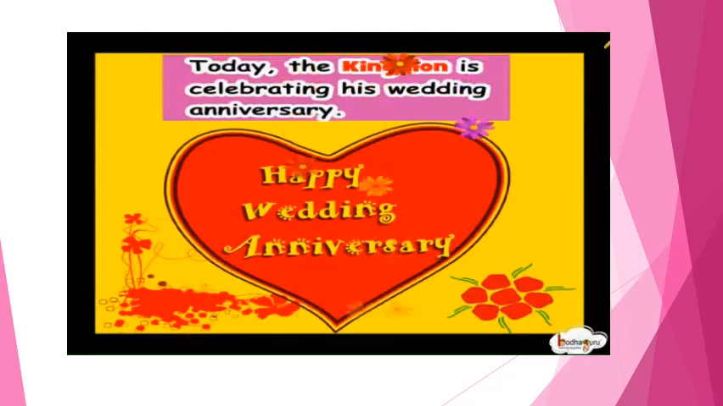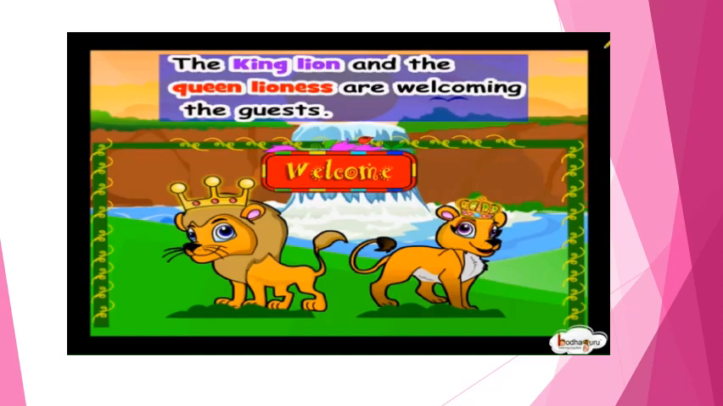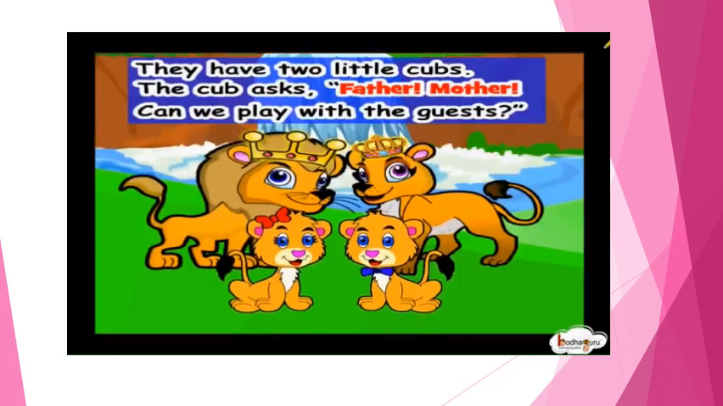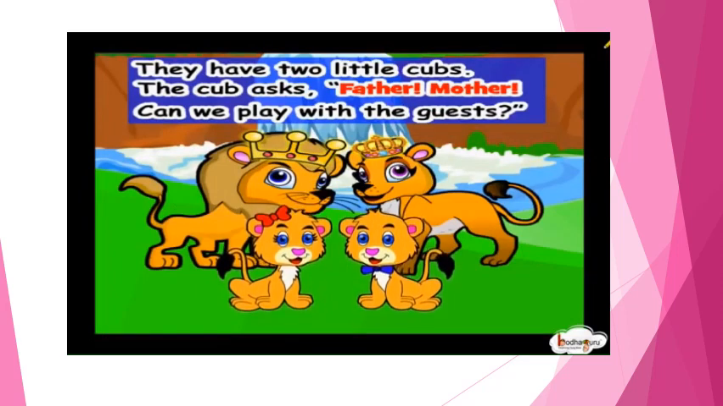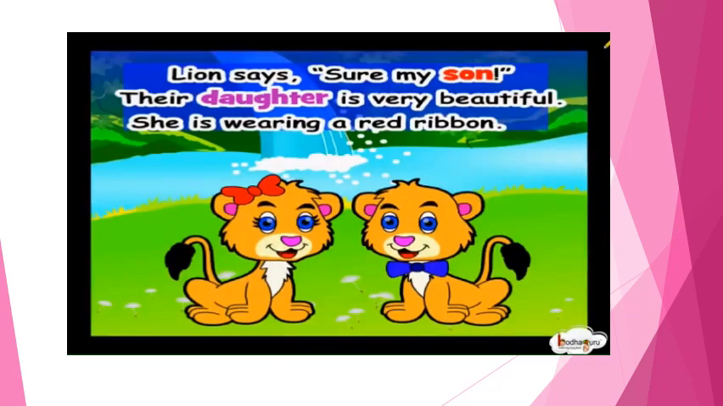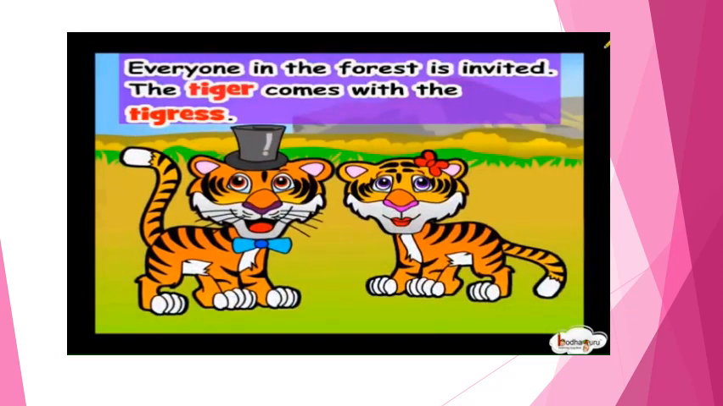Today, the King Lion is celebrating his wedding anniversary. Yay! The King Lion and the Queen Lioness are welcoming the guests. They have two little cubs. The cub asks, "Father, Mother, can we play with the guests?" Lion says, "Sure, my son. Their daughter is very beautiful. She is wearing a red ribbon. Everyone in the forest is invited."